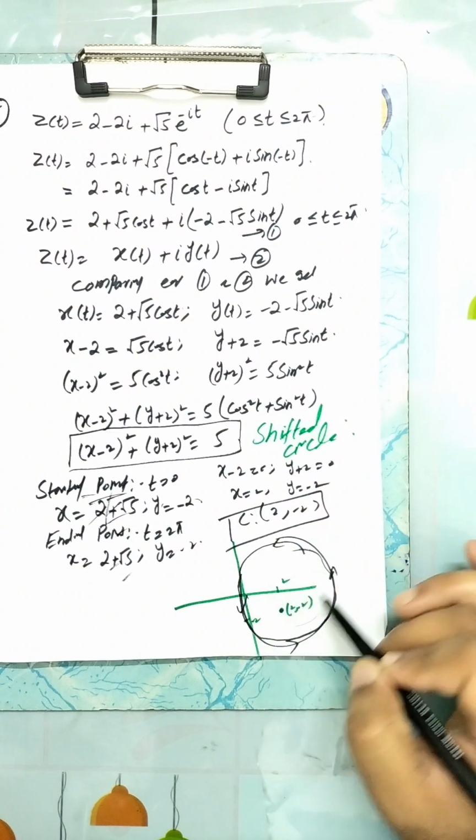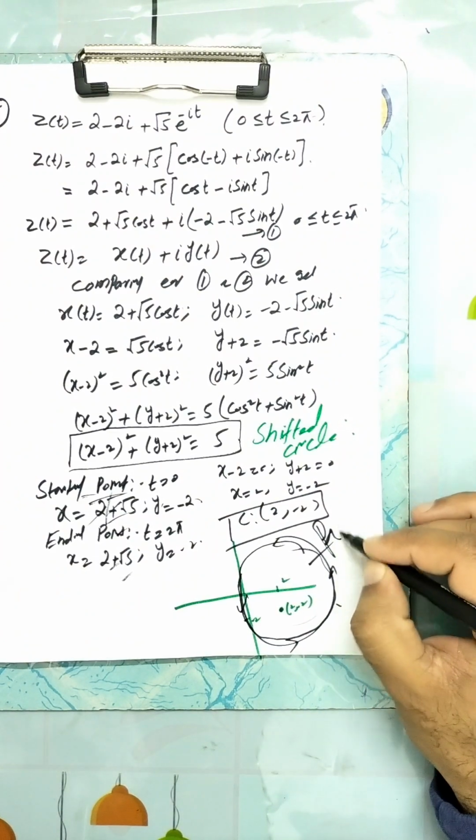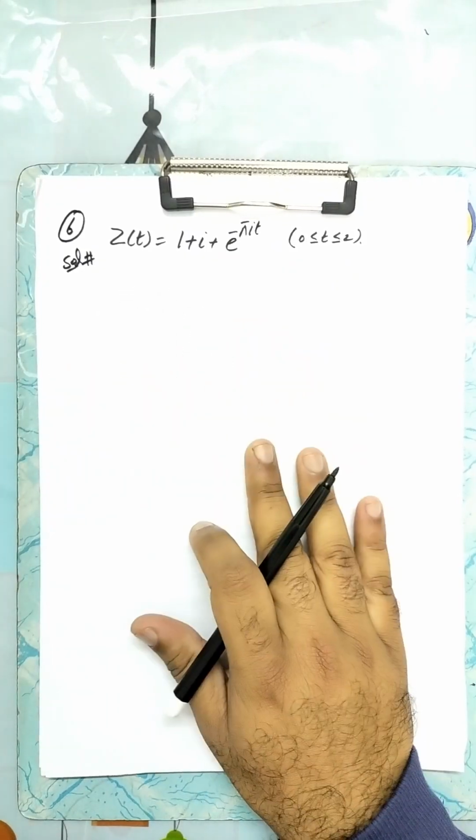So this is our circle, and this is the sketch of our path. So now we do question number 6. Question number 6, again.